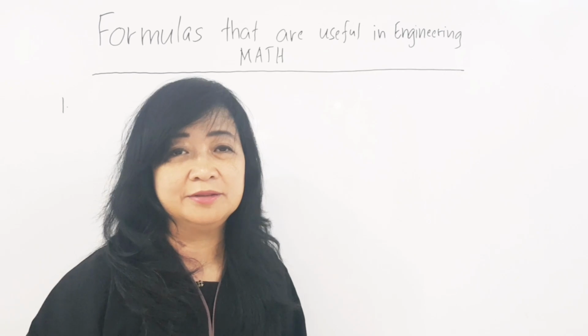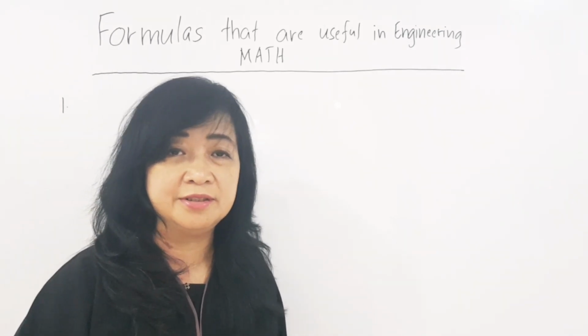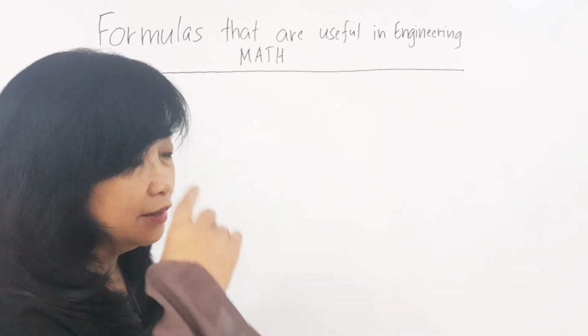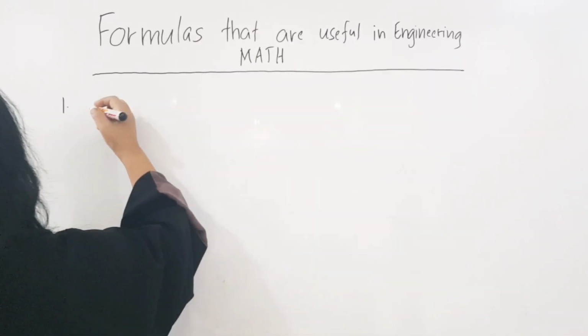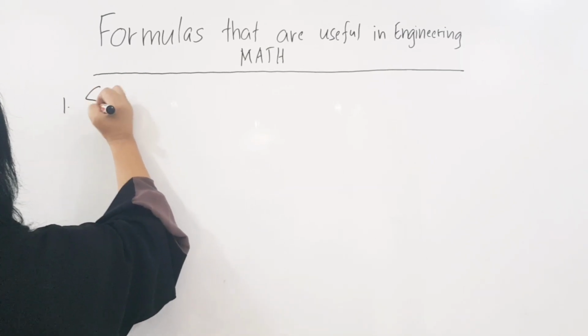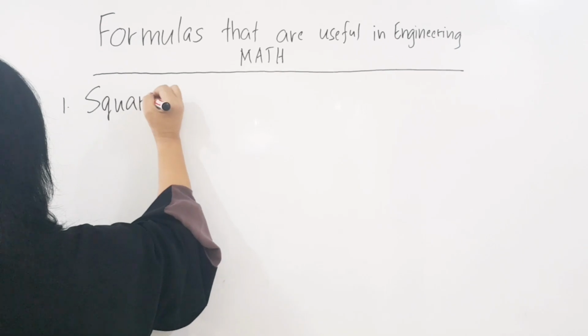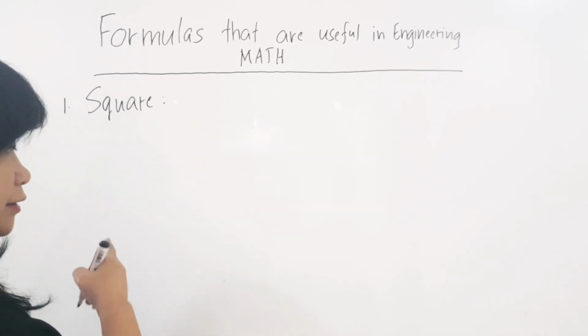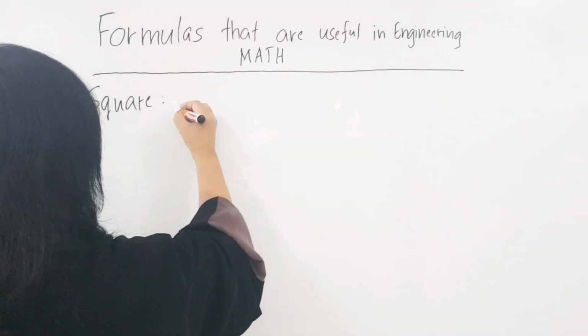Today we will talk about the formulas that are useful in engineering mathematics. Now, for example, we have number 1. It is a square. In a square, what formulas can we get?